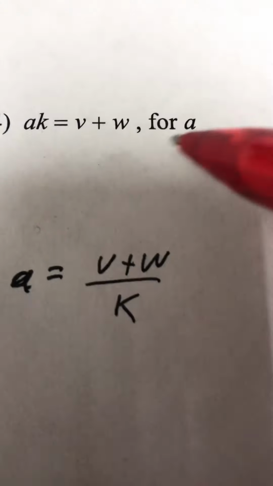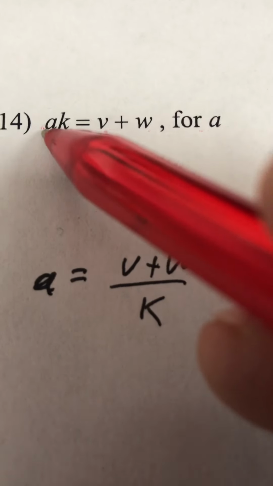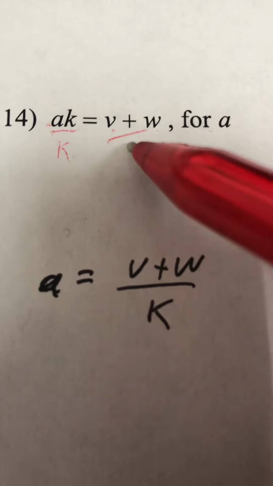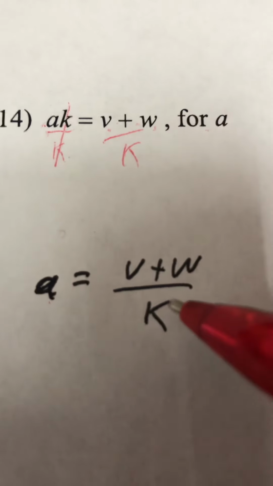I have 14 here for you also. We're going to solve for a. I just have to take this and divide by k. Cancels out. That's why I did it. V plus w divided by k looks just like that. Try 15 on your own.